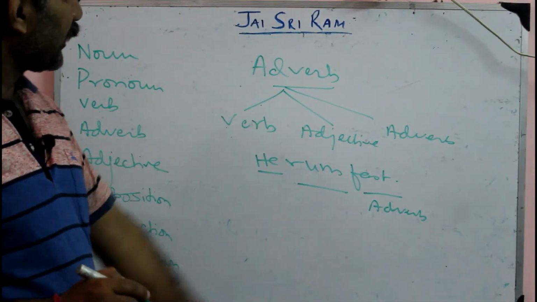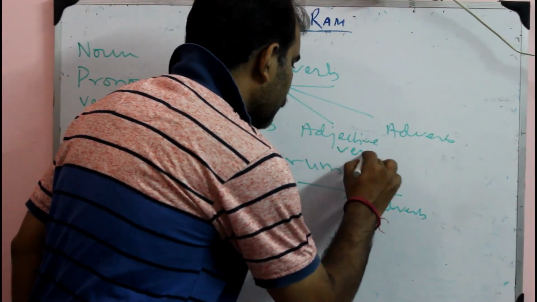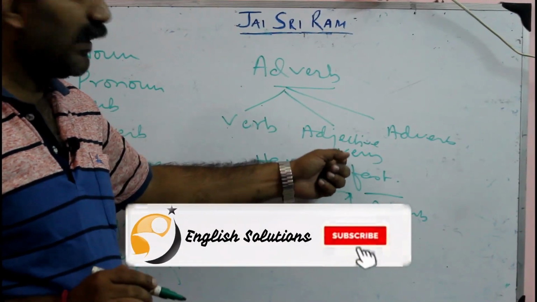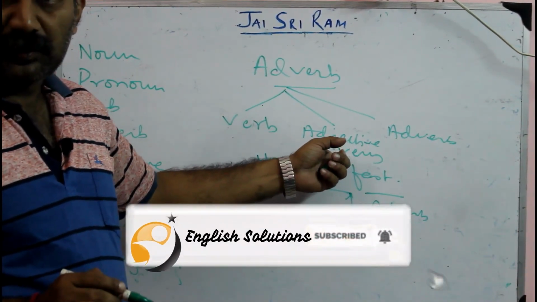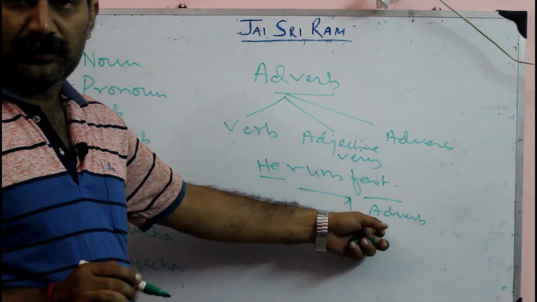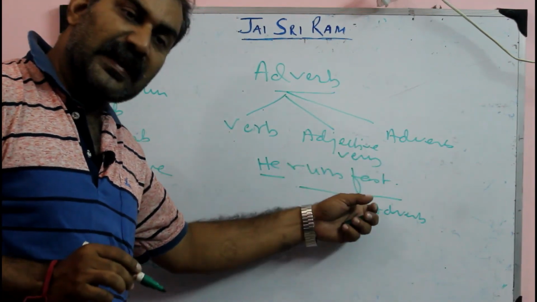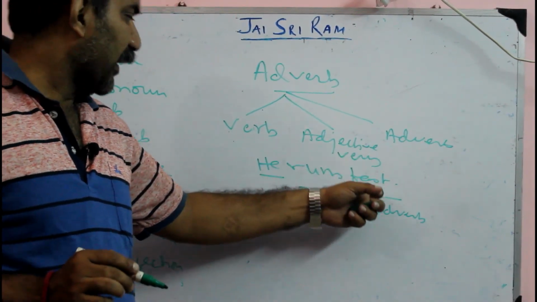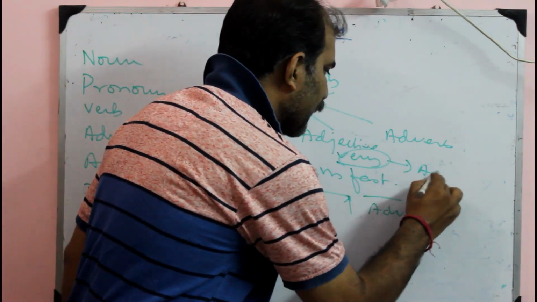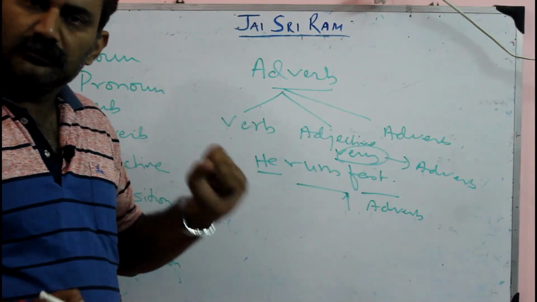Now if I slightly change the sentence, he runs very fast. Very fast. We see this word very qualifies or modifies this word fast. So fast is already an adverb which we have discussed just now. So very is also an adverb because an adverb can qualify an adverb also. The only difference is that fast is an adverb of manner, whereas very is an adverb of degree.